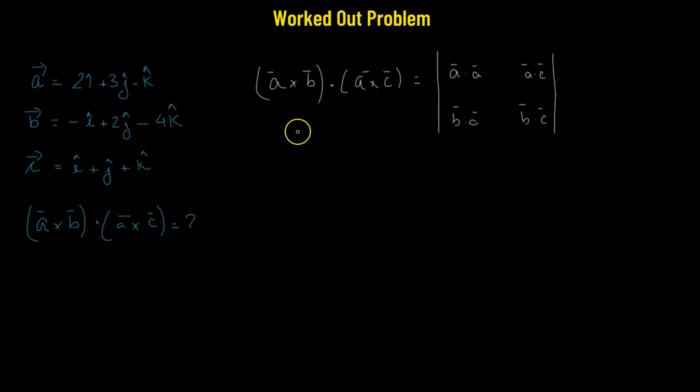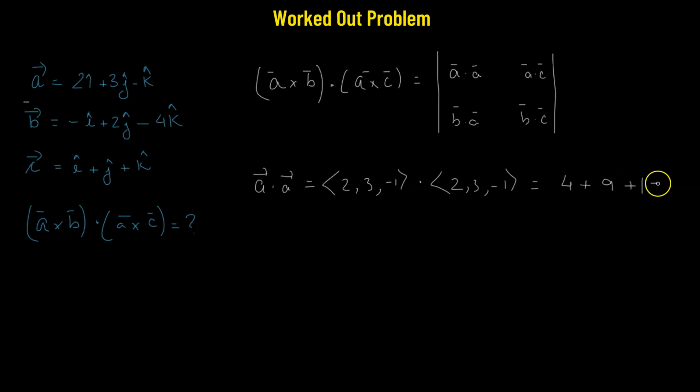So let's find A dotted with A. That will be vector A dotted to vector A. So we have 2, 3, negative 1 dotted with itself 2, 3, negative 1. So this will give us 2 times 2 is 4, plus 3 times 3 is 9, and negative 1 times negative 1 is positive 1. So this is going to be equal to 14.